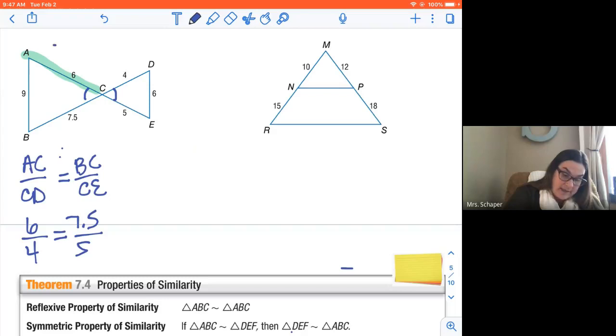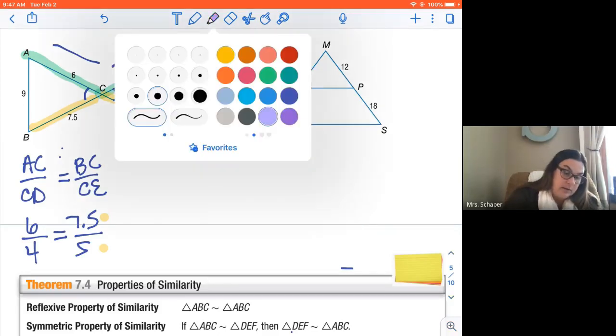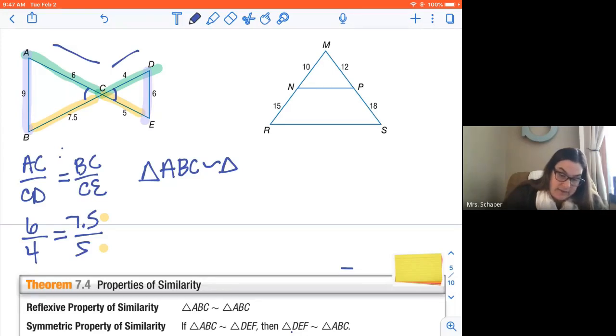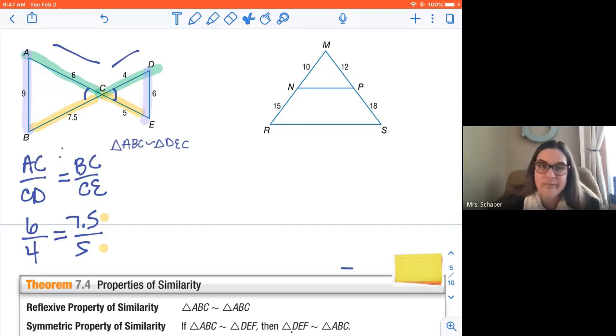So AC corresponds to CD. So I need to make that this color. Those are corresponding sides. And then I see that 7.5 corresponds, so those two correspond, which would make these two correspond. Okay, so triangle ABC is similar to triangle DEC. That's my triangle similarity statement. So it takes a little trial and error, but it helps you a little bit.